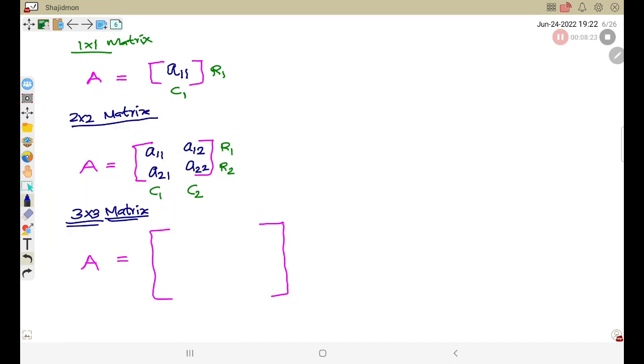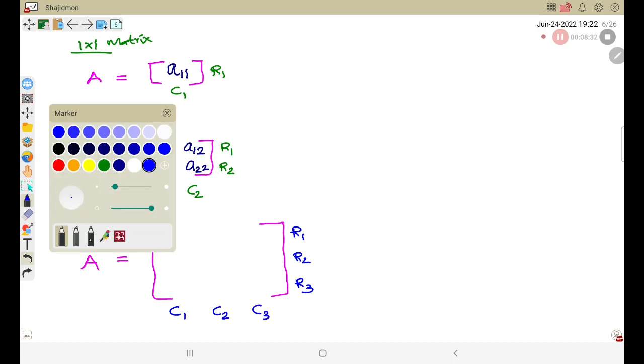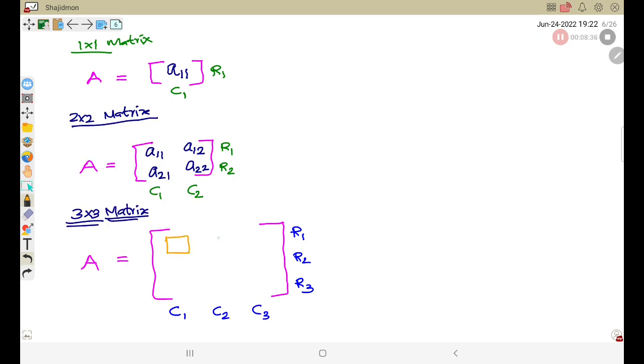Some examples we are writing here. How to write a 3 by 3 matrix, you can see. We have the 1st row, 2nd row and 3rd row. We have 3 rows and 3 columns: column number 1, column number 2 and column number 3. 3 by 3 means how many numbers will be inside? 9 numbers, correct? 3 here, second row again 3 numbers, and third row again 3 numbers. So how we represent them: first number A11, second number A12, A13, I hope you understood. Second row first column A21, A22, A23, then A31, then A32 and A33, correct?